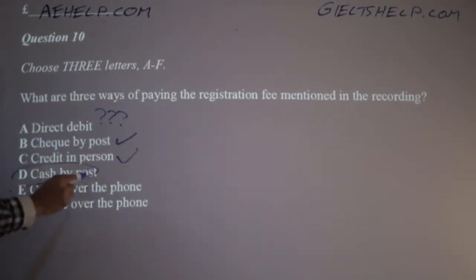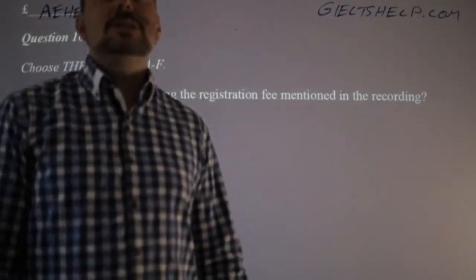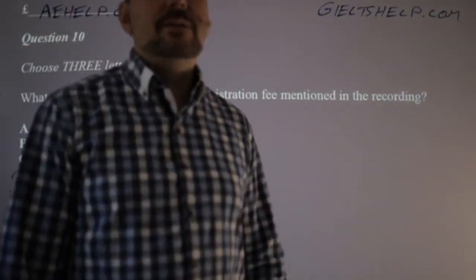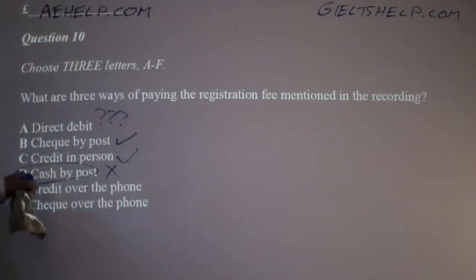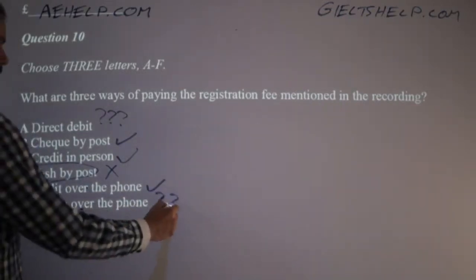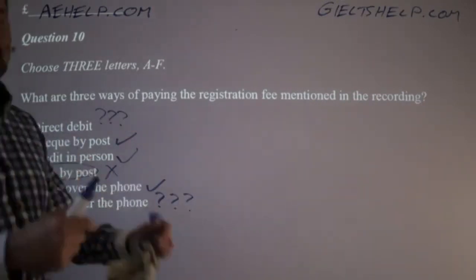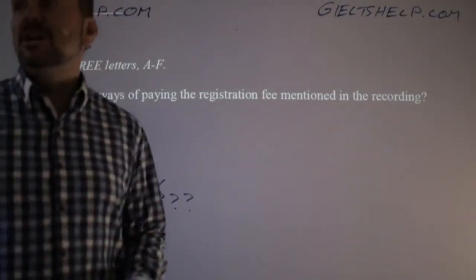Cash by post. No. IELTS would never give that as a correct answer because as I'm sure most or all of you know, you should never be putting money into an envelope. It's a bad idea. So don't put cash into the, especially in the internet age, use digital transfers. Don't send money or gold in an envelope, you could get into trouble. Credit card over the phone. Yeah, that looks good. Check over the phone. Excuse me, what? I don't think you... Well, these days, yeah, with the camera, you can take a picture of the check. So there's that option. But most countries, I think people aren't aware of that.